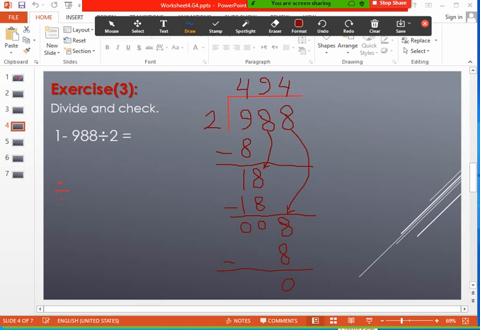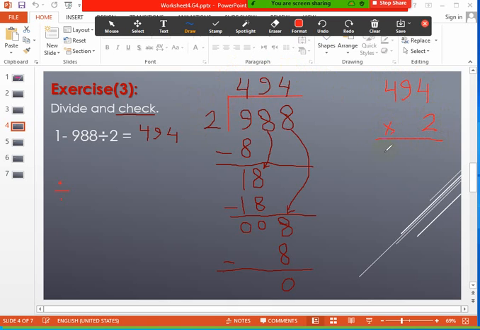Now the quotient is 494. There is no remainder with me here. Thank you, Aline. If I want to check if my answer is correct or not, I have to multiply the quotient with the divisor. That means I want you to try to multiply 494 by what? By the divisor, which is 2.